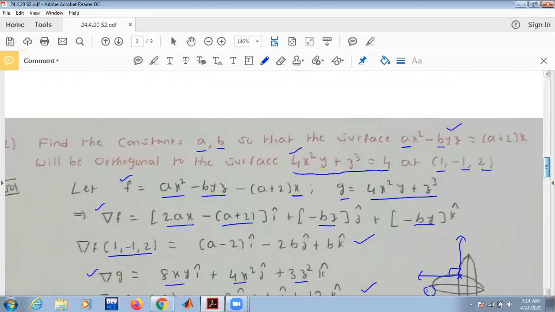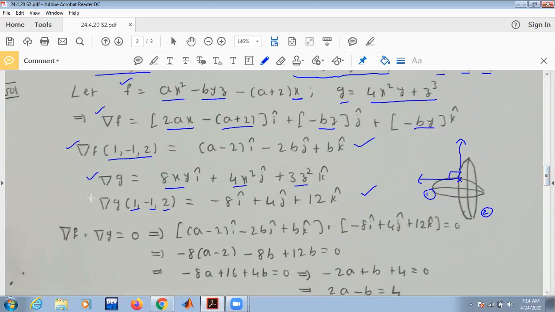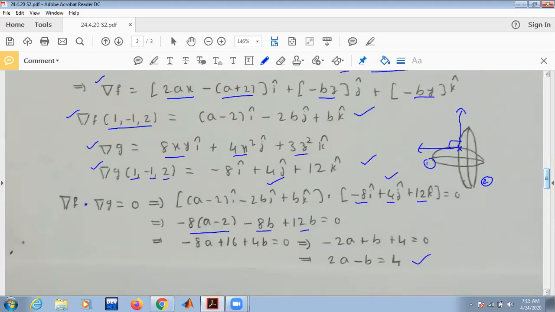And it is given that these two surfaces are orthogonal. That means these two vectors have to be perpendicular. These two vectors are perpendicular means what? Their dot product must be 0. So find out the dot product of these two gradients, and so that is minus 8 into a minus 2, 4 into minus 2, minus 8b, 12 into b is 12b equal to 0. So when you simplify, you will get an equation like 2a minus b equal to 4.